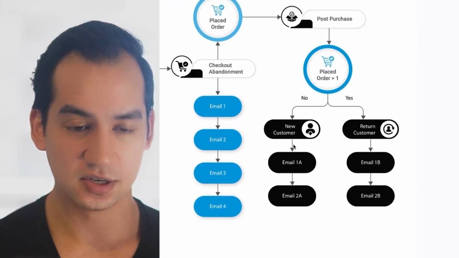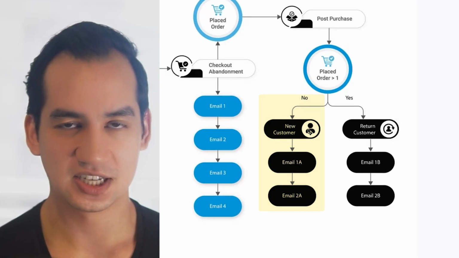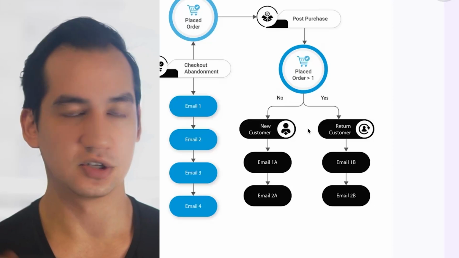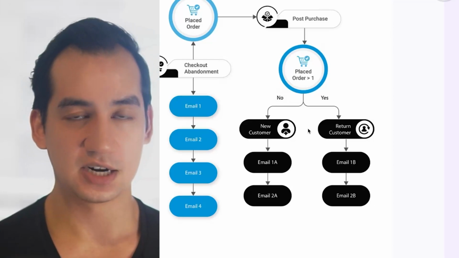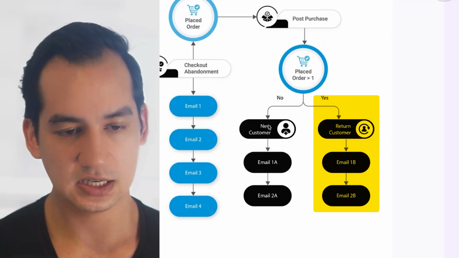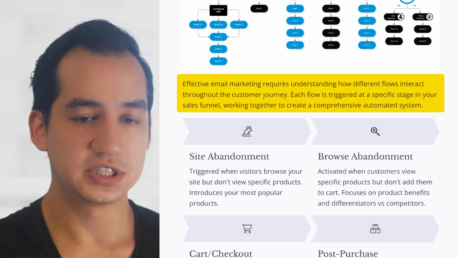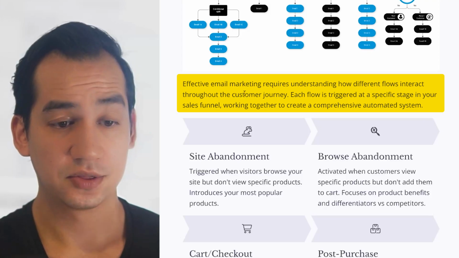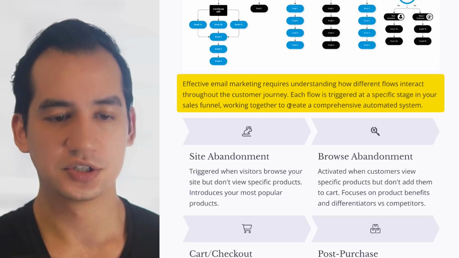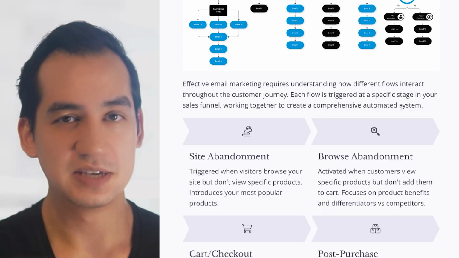At this stage, they either go into path 1, which is for new customers, people who have purchased once over all time, or return customer. The return customer path could actually be split into multiple segments, so second time customer, third time, fourth time, etc. But for the purposes of this demonstration, I just separated it into new customers and return customers. Effective email marketing requires understanding how these different flows interact throughout the customer journey. Each flow is triggered at a specific stage in your sales funnel, working together to create a comprehensive automated system. So it's important to know how these email flows interact.